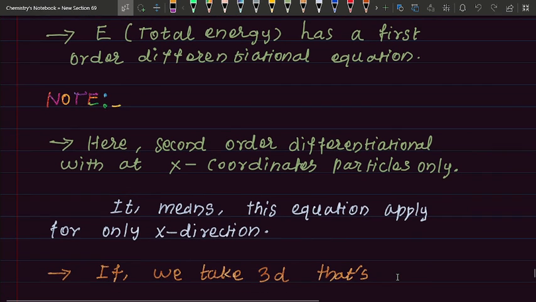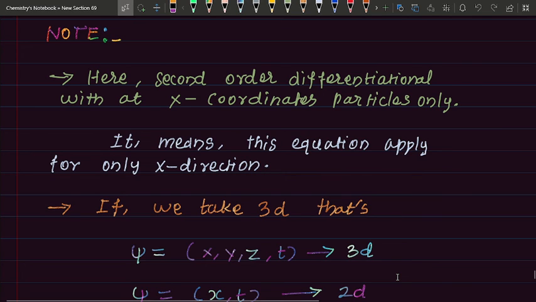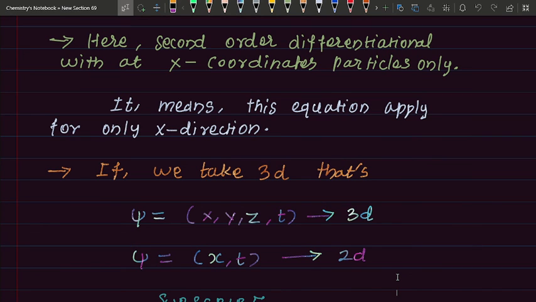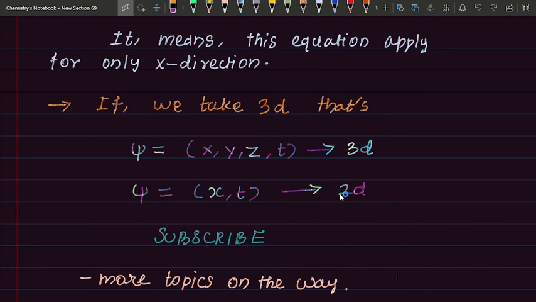If we take 3D, or 3 directions, that is ψ = ψ(x, y, z, t), this is the 3 direction Schrodinger equation. This is the 1 direction Schrodinger equation or Schrodinger derivation. So this topic is over.